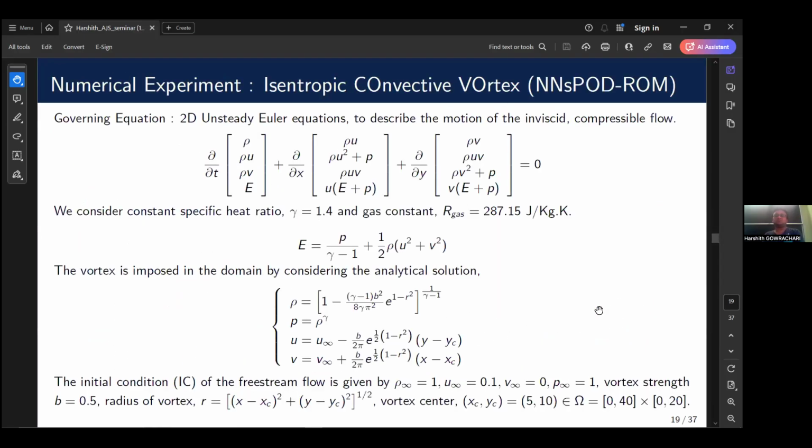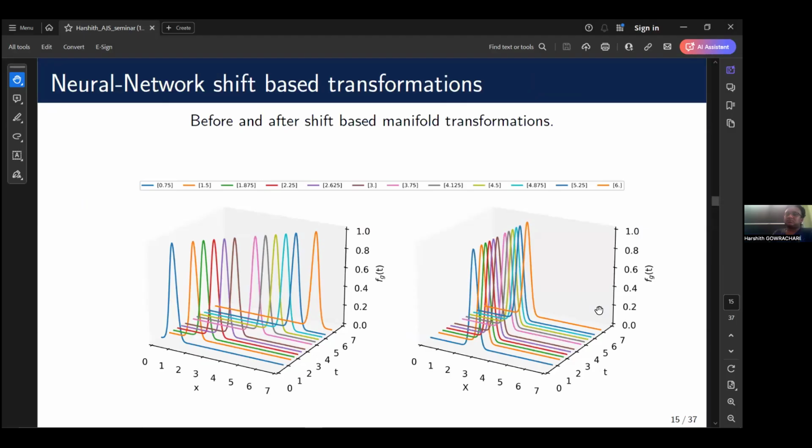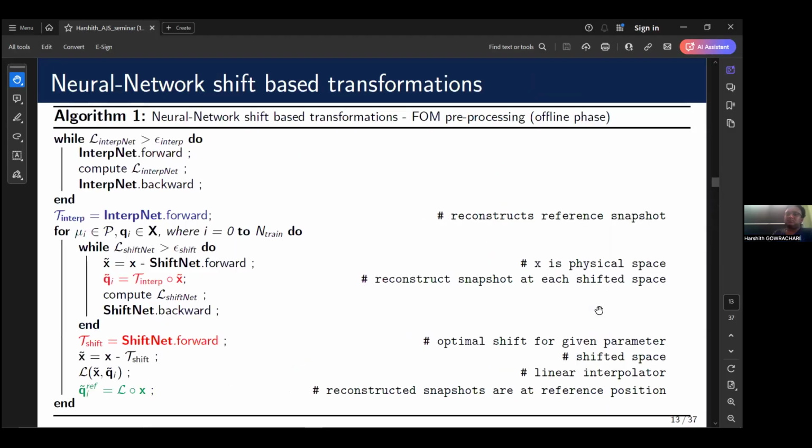Any other questions here? I have a curiosity. You said that you trained the ShiftNet and InterpNet in the same training process, right? So you have a unique training, basically? First you train your InterpNet. Then you finish the two trainings. Yes, there are two training phases. One is for InterpNet, another is for ShiftNet, where you're calling the InterpNet for reconstruction at each shifted space.